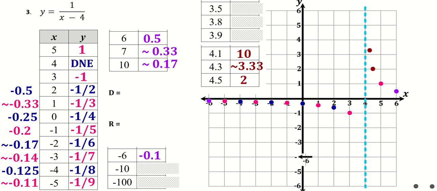And then what about negative 6? What if I kept going to the left, negative 6, negative 7, negative 8, negative 9, negative 10? Look at my y-coordinate for negative 10. Look at my y-coordinate for negative 100. So what is going on here? What's going on here? 3.5, negative 2. 3.8, negative 5. 3.9, I literally can't plug in 4, but I could plug in 3.9 and get all the way down here at negative 10.